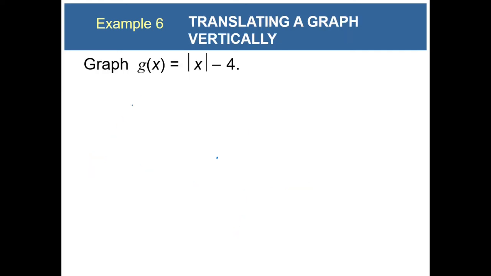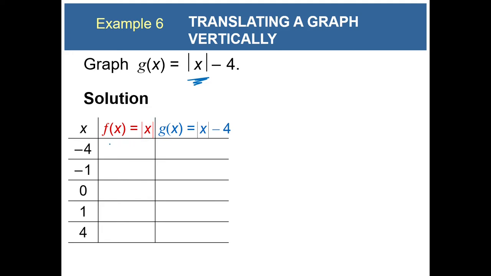Example 6, we're going to graph the function g of x equals the absolute value of x minus 4. Let's break it down into a simpler function. We'll start with the absolute value of x first. We'll create two columns. One column is going to be f of x equals the absolute value of x, and the second column is the graph that we want to do.